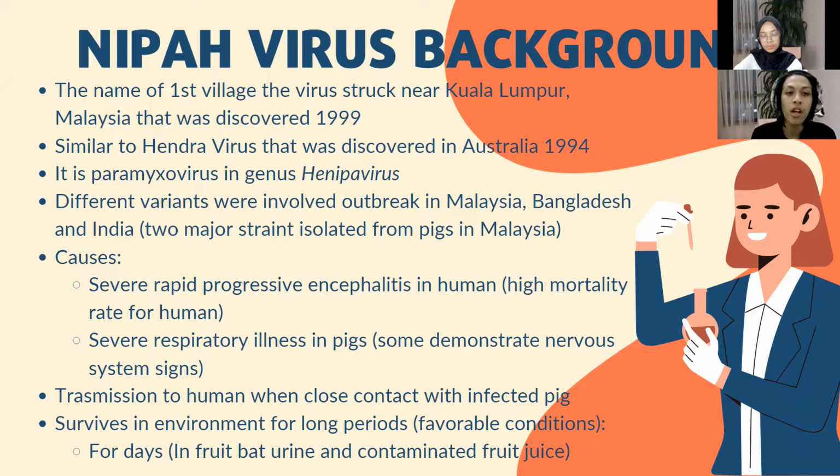There are two causes of Nipah virus. Firstly, severe rapid progressive encephalitis in humans, which has a high mortality rate. And lastly, severe respiratory illness in pigs, some of which demonstrate nervous system signs. The transmission of Nipah virus to humans is through close contact with infected pigs. And Nipah virus can survive in the environment for a long period in favorable conditions, for example, for days in fruit bat urine and contaminated fruit juice.